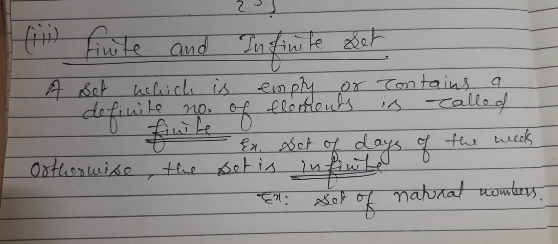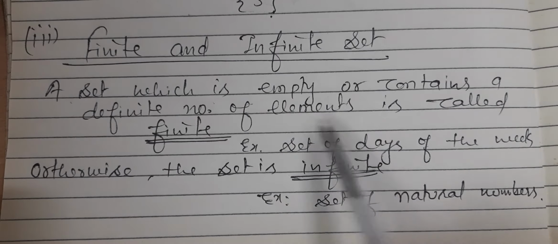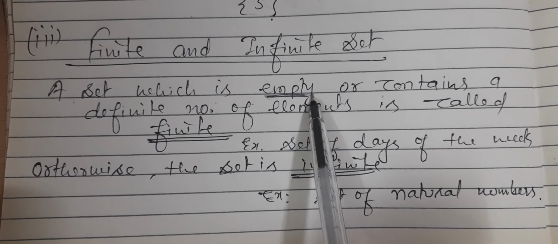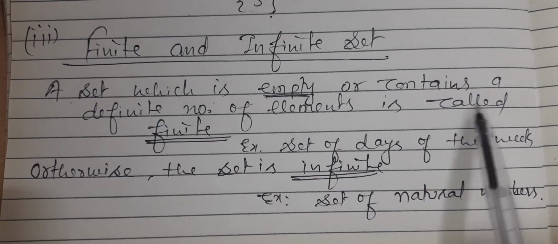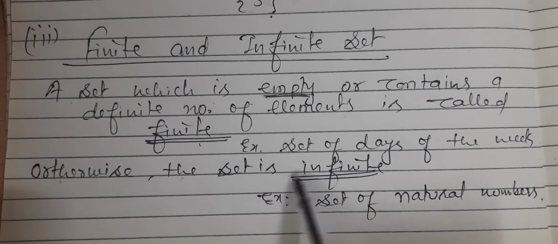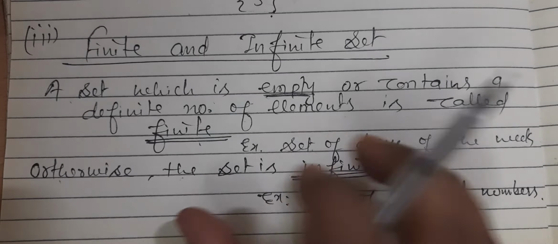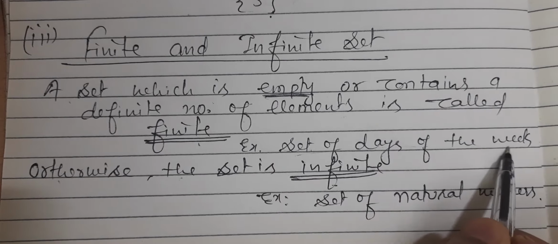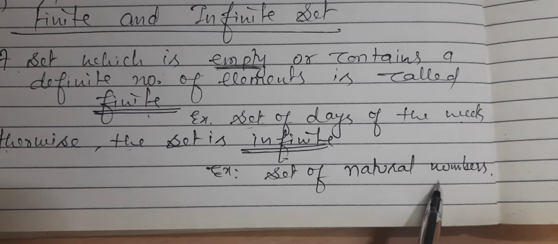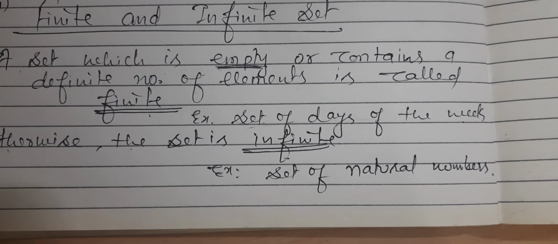Now the next type is finite and infinite set. So a set which is empty or void set, or null set, contains no element. So a set which is empty or contains a definite number of elements is called a finite set. Otherwise the set is infinite. For example, set of days of the week, there are definite number of elements in this set, so this set is a finite set. Whereas this set of natural numbers, there are infinite numbers, that is why the set is called infinite set.